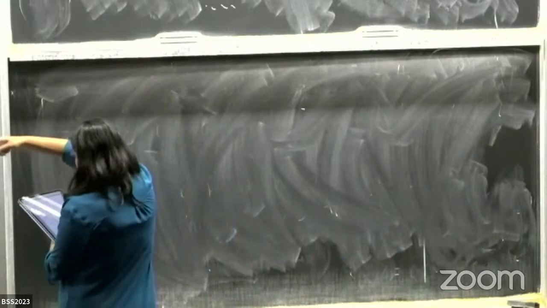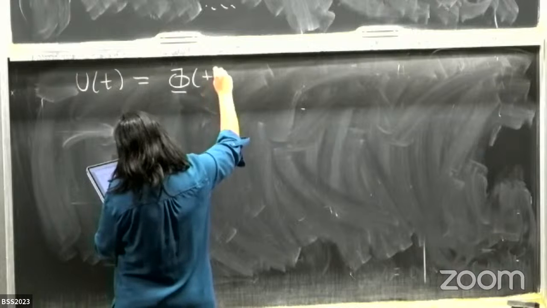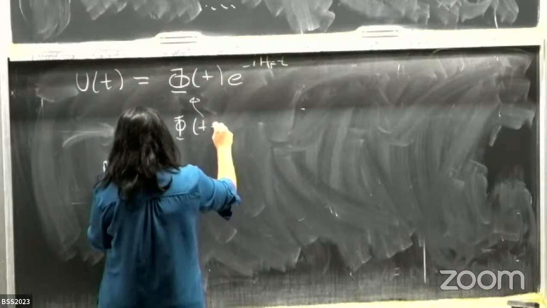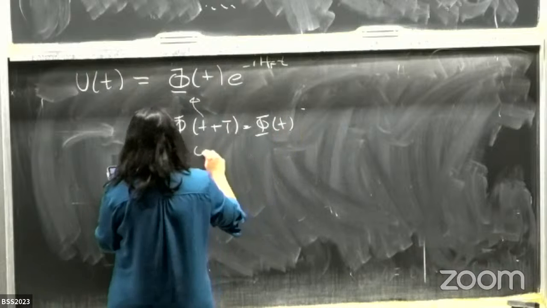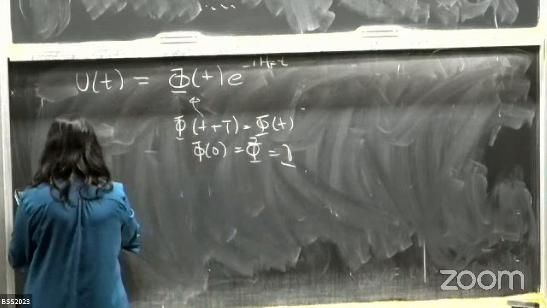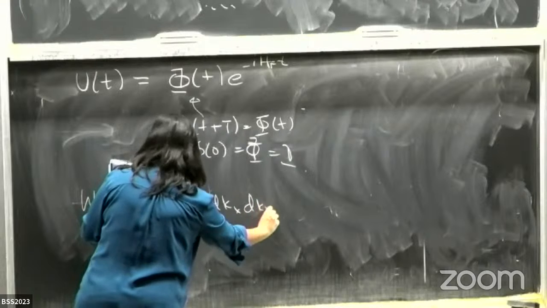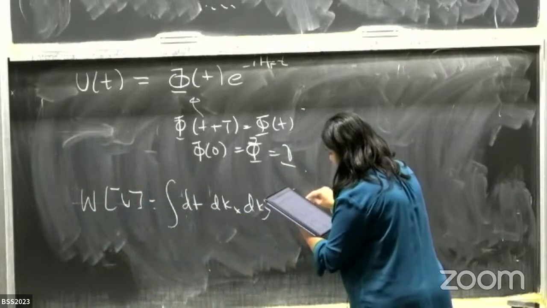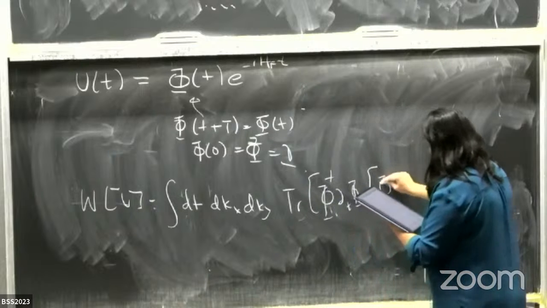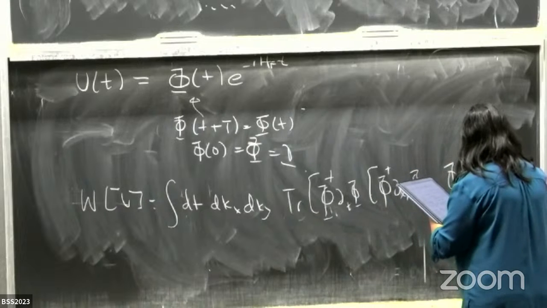Okay, so one topological invariant that you can do in this case is you can take your Floquet unitary and write it in terms of this micromotion operator, which is periodic and has initial condition the identity. And now if you want to define some winding number, you do an integral over time, kx, ky, for instance, and you'll compute something like phi dagger d_t phi, phi dagger d_kx phi, d_ky phi.